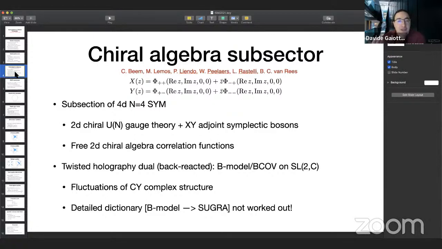So indeed, the proposal is that the chiral algebra subsector is dual to the B model on SL2C, which is the deformed conifold. And then the local operators of the chiral algebra are dual to fluctuations of the complex structure of SL2C near the boundary. Now, as I mentioned, the precise dictionary between supersymmetric solutions of type IIB string theory and Calabi-Yau deformations of SL2C has not been worked out in detail, but it would be very nice to do so.